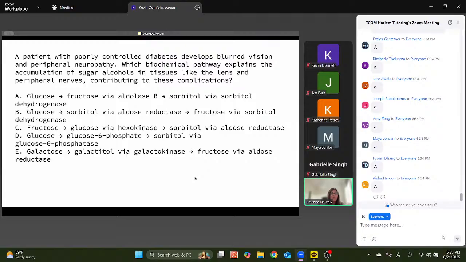All right. A patient with poorly controlled diabetes develops blurred vision and peripheral neuropathy. Which biochemical pathway explains the accumulation of sugar alcohols in tissues like the lens and peripheral nerves, contributing to these complications?